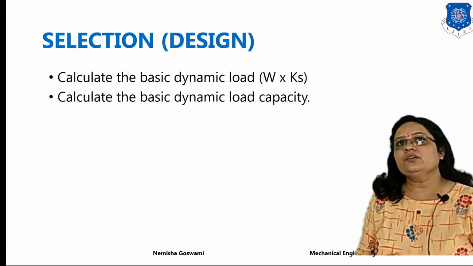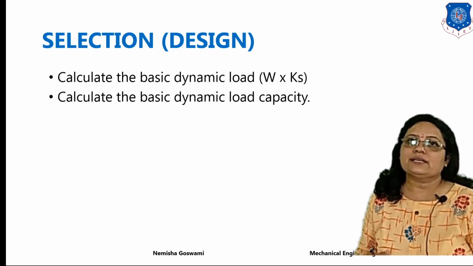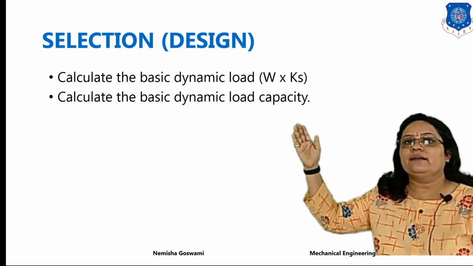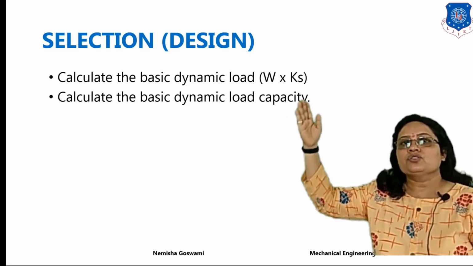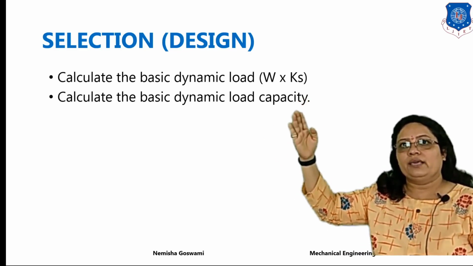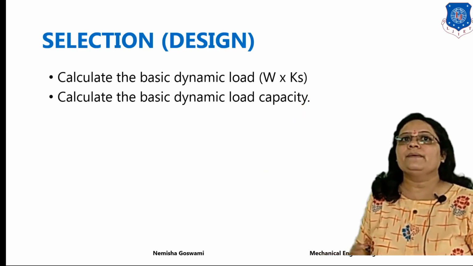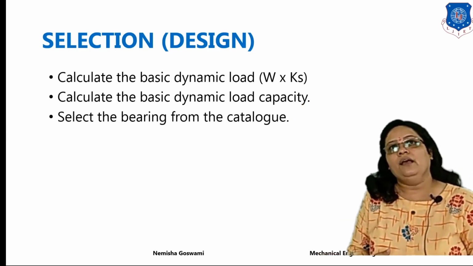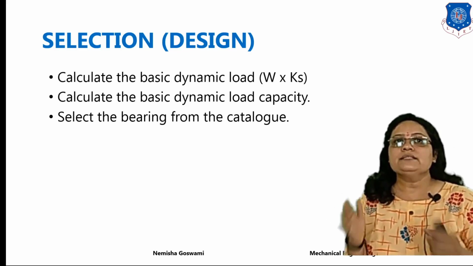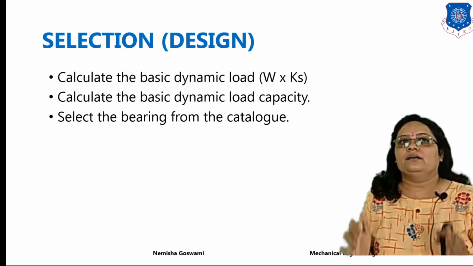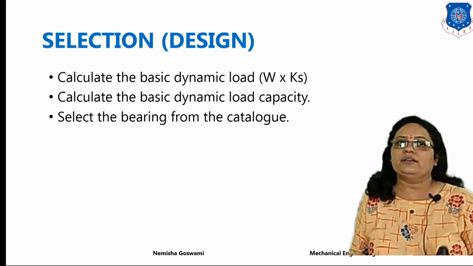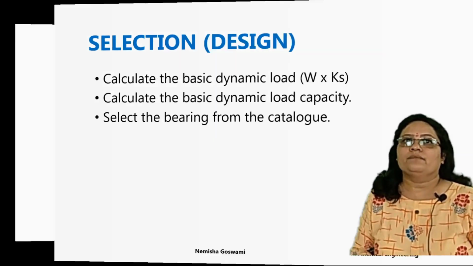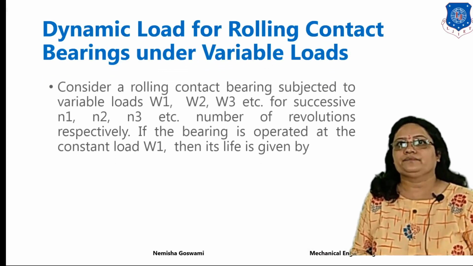And selection and design. So how to select or how to design a bearing? First of all, we have to convert the radial load into basic dynamic load, so we multiply by W into Ks, right? And calculate the basic dynamic load capacity, and then we will select the bearing from the catalog. Catalog means standard bearing; standard data of bearings is given in the design data book. So we will take that bearing from your design data book, right?